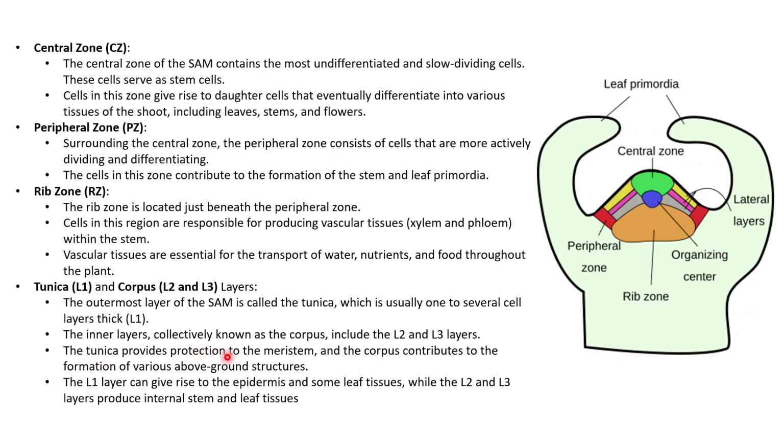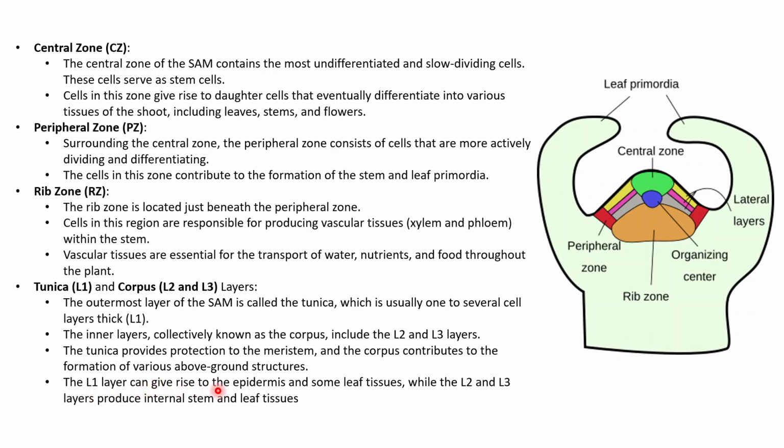The tunica provides protection to the meristem. Corpus contributes to the formation of various above ground structures. So corpus will form the shoot structures and the tunica will provide protection to the shoot apical meristem, just like we have root cap providing protection to the root apical meristem.